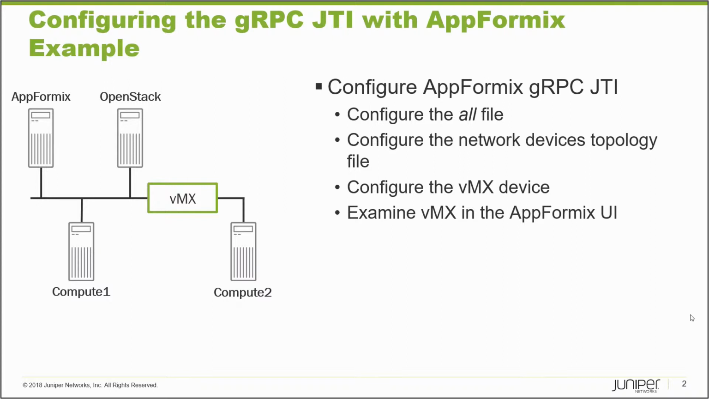And so we'll need to do a few things. We'll need to first configure the all file, and then we'll need to configure the network devices topology file. We'll also need to do some configuration on the VMX device. And then after we do that, we'll examine the VMX in the AppFormix user interface. And we'll be able to see the metrics that are being reported. And we will also be able to take a look at what the underlay topology looks like in the AppFormix user interface. So with that, let's go ahead and jump to the CLI and get this started.